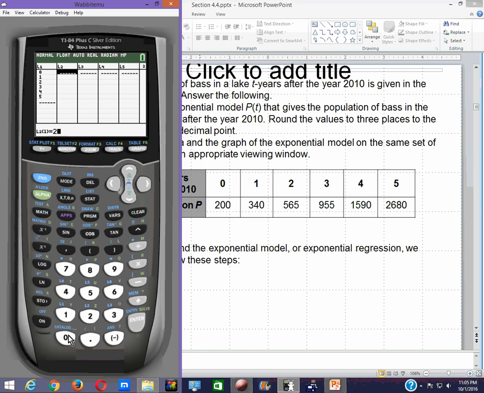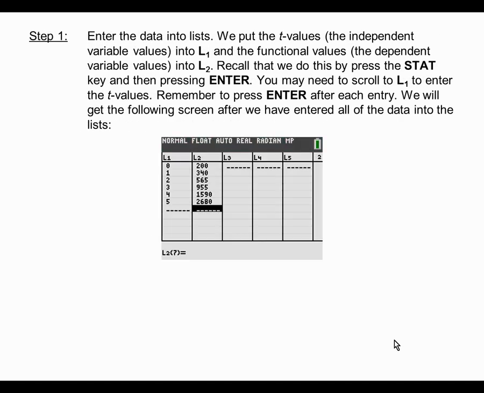Okay, so we're having 200, enter. 340, enter. 565, enter. 955, enter. 1590, enter. 2680, enter. And then we can quit that screen. So let's get caught up to where we are. Okay, so we've entered our data into lists.